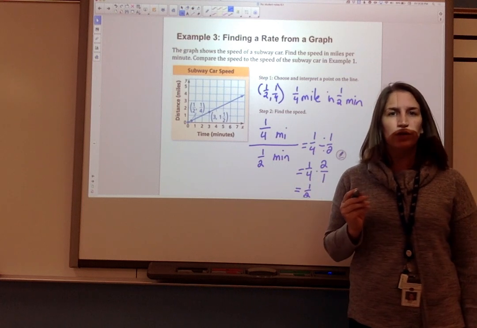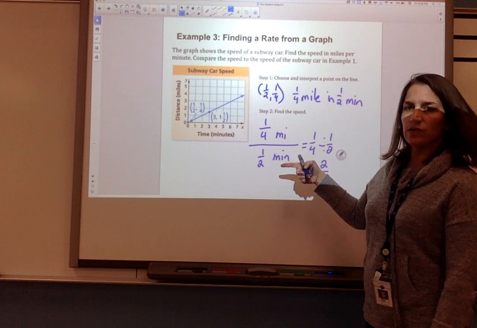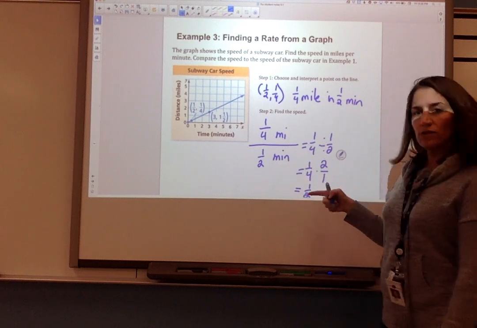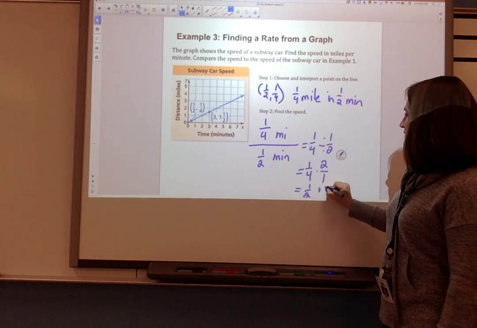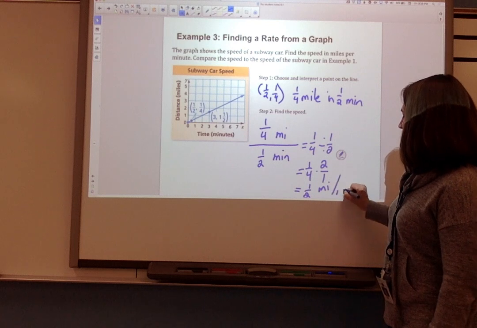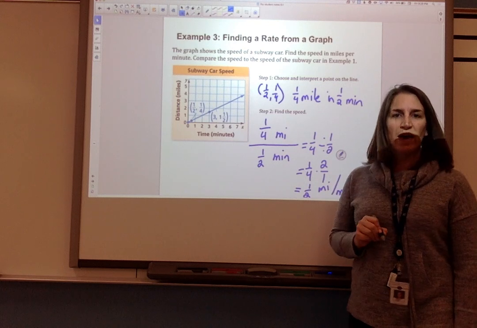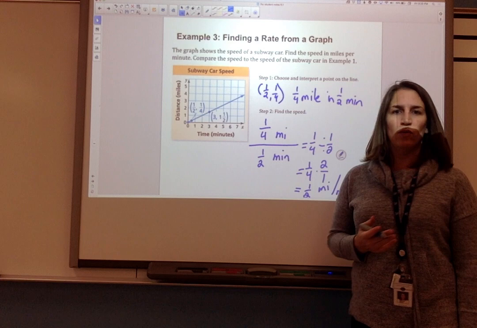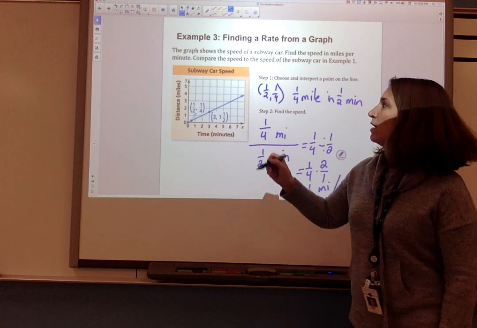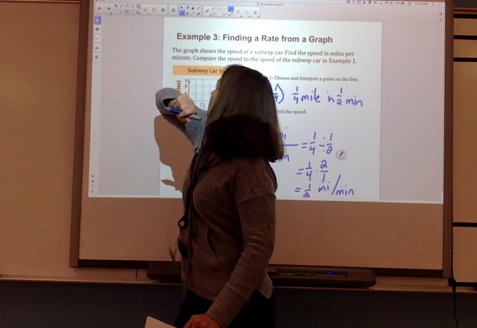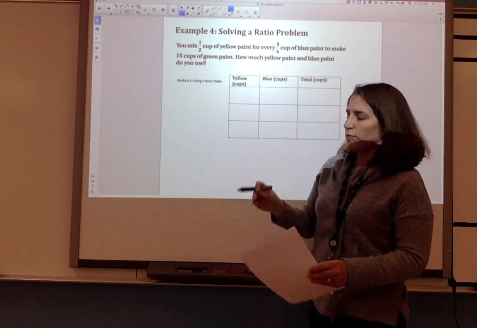Now we still want our units here, and we had miles over minutes. So that's still going to be our units. It's 1/2 of a mile per minute. So every minute we're traveling 1/2 of a mile. All right, I think that is it. Oh, nope, we've got one more.